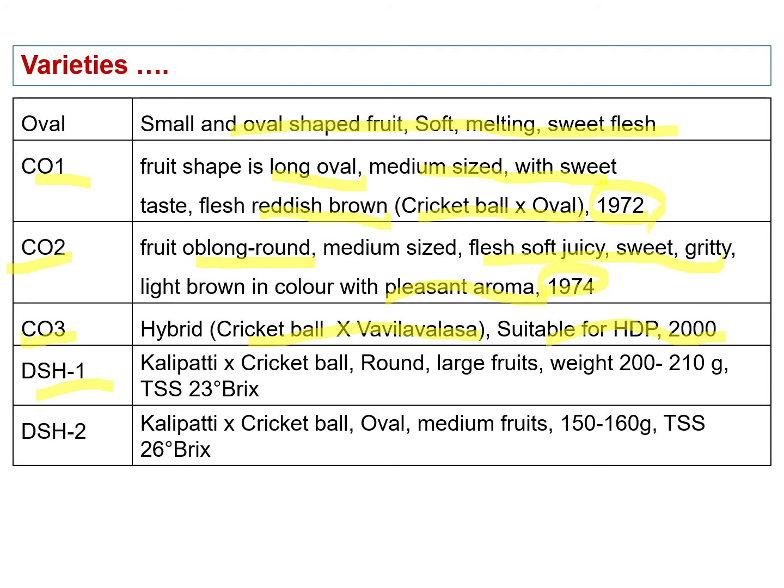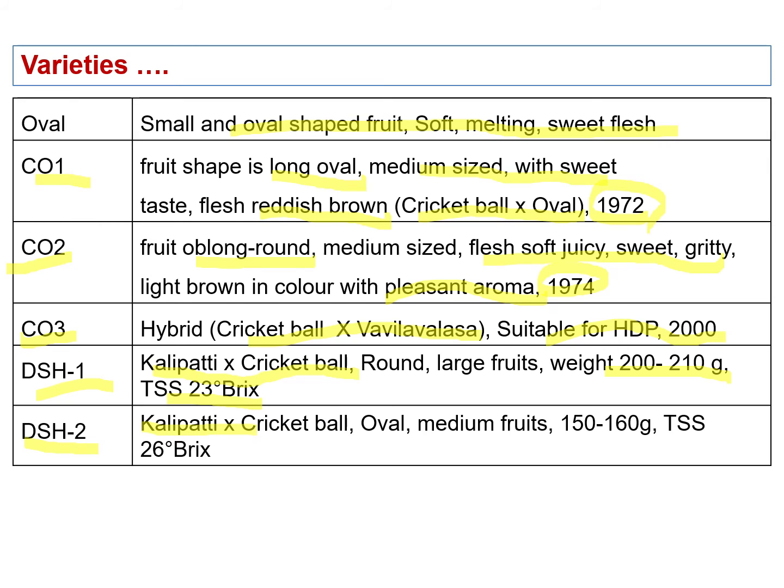Society for Horticulture, that is released by University of Agriculture Sciences, Dharwad. So DSH1 and DSH2. DSH1 is a hybrid between Kalipati and cricket ball. The fruits are round and each fruit weighs 200 to 210 gram, and the TSS is 23 degree brix. The next is DSH2.